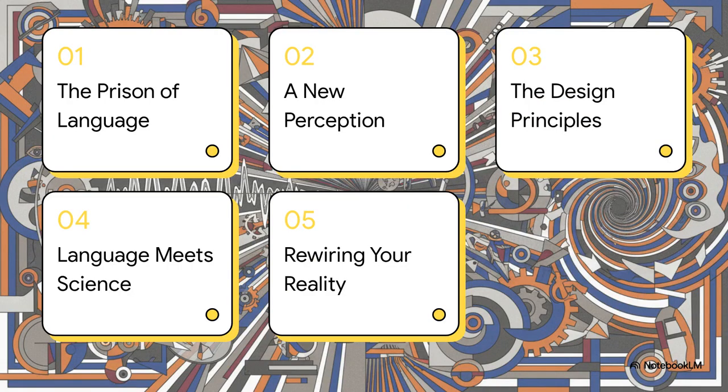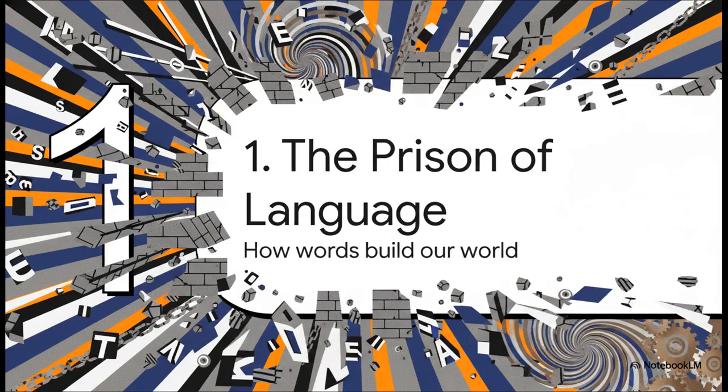So how do we wrap our heads around this? Well, here's the game plan. First, we're going to look at how our current language can act like a kind of prison. Then we'll get into the fun part, engineering a new perception. We'll break down the 4 key design principles, see how this all connects to modern science, and finally talk about what it means to actually rewire your own reality. All right, let's dive right in with Section 1, the prison of language.